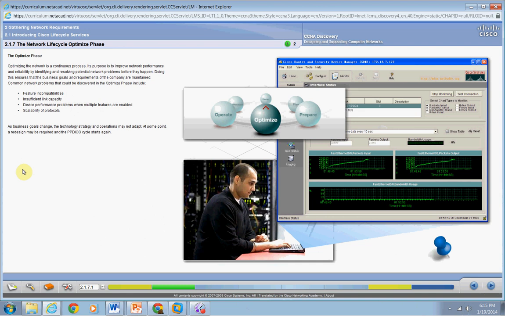So this whole entire process, the prepare phase, the plan phase, the design phase, the implement phase, the operate phase, and the optimize phase, is all referred to as the PPDIOO.